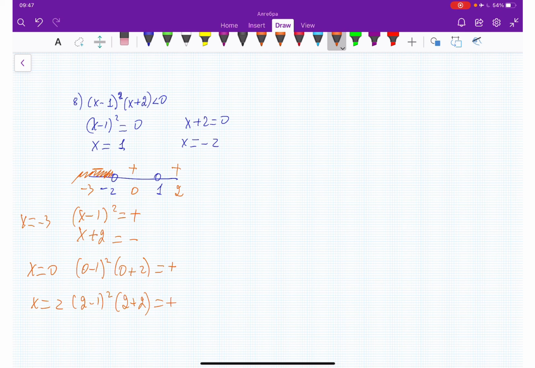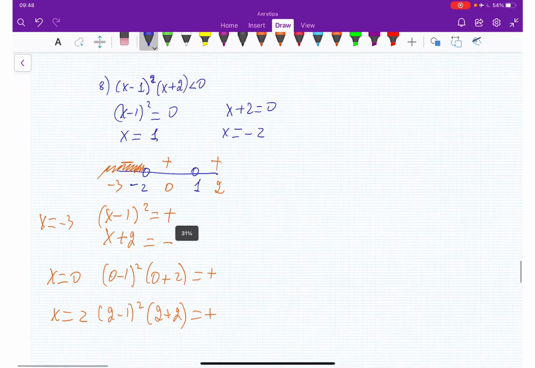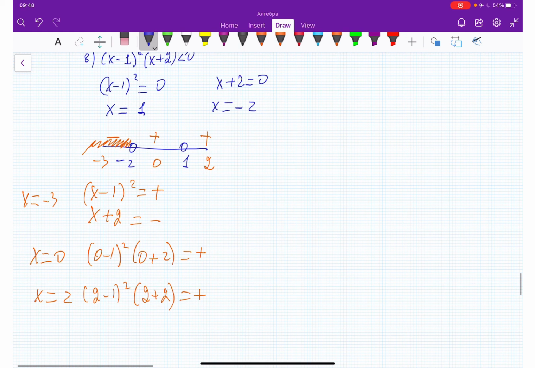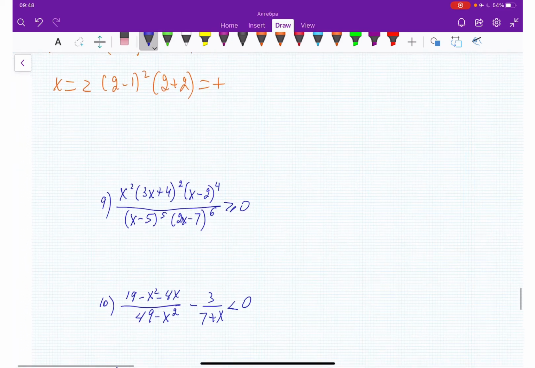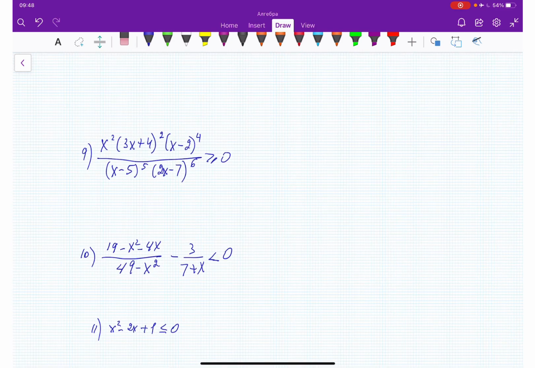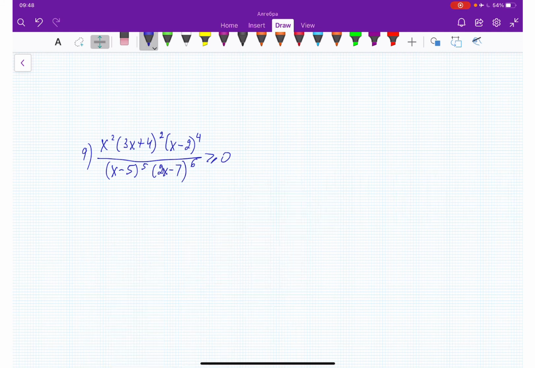Okay, less equal 2. So the solution for this one would be x is less than negative 2, or in the form of interval, it's going to be negative infinity, negative 2. Okay?